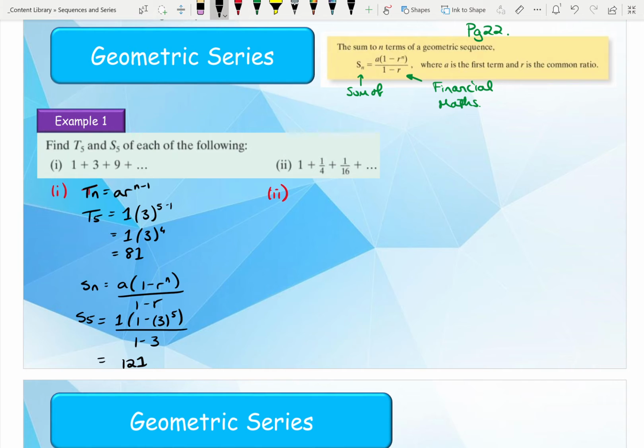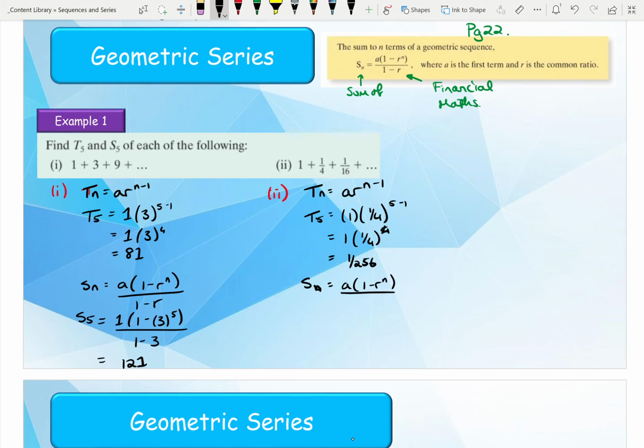So for part 2 again, to find T5, we're going to use our formula. Tn is equal to a r to the power of n minus 1. So T5 would be our first term, which is 1 again, by r, which would be a quarter over 1, which is just a quarter, to n minus 1, so 5 minus 1. So here I have 1 by a quarter to the power of 4, which on our calculators is 1 over 4 to the power of 4 gives me 1 over 256. So my fifth term is 1 over 256.